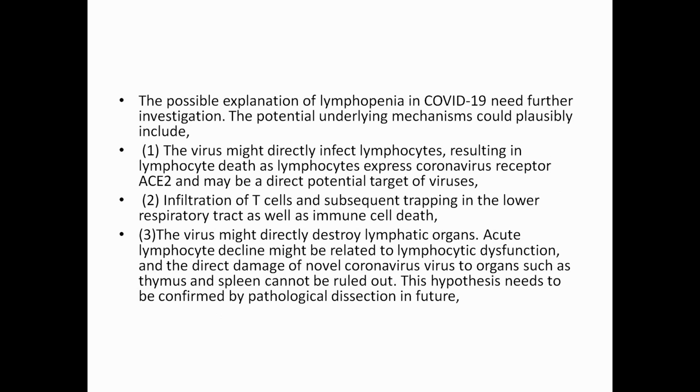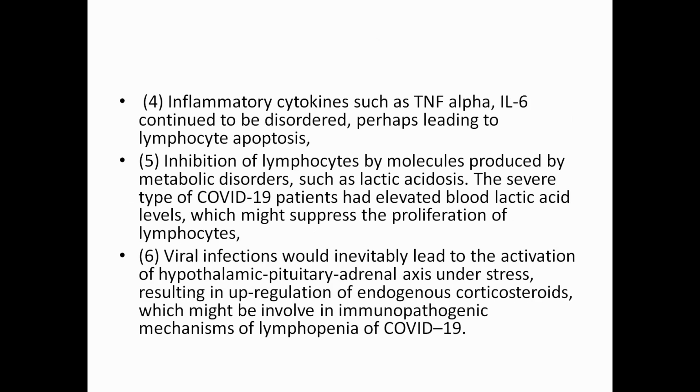Potential underlying mechanisms could include the virus directly infecting lymphocytes, resulting in lymphocyte death, as lymphocytes express the coronavirus receptor ACE2 and may be a direct potential target for the virus. Another is infiltration of T cells and subsequent trapping in the lower respiratory tract, as well as immune cell death. Viruses may directly destroy lymphatic organs. Acute lymphocytic decline may be related to lymphocytic dysfunction, and direct damage by the novel coronavirus to organs such as the thymus and spleen cannot be ruled out. This hypothesis needs to be confirmed by pathological dissection in future.